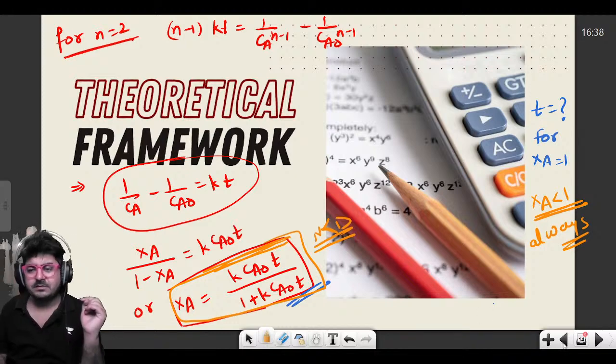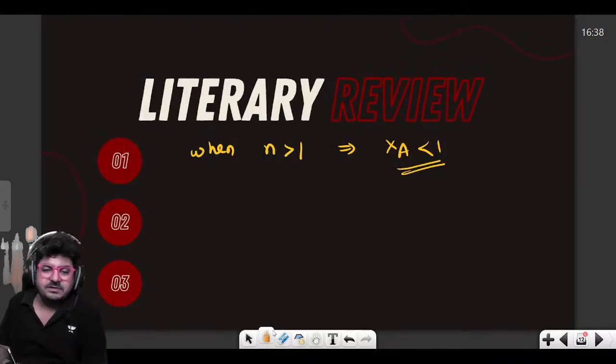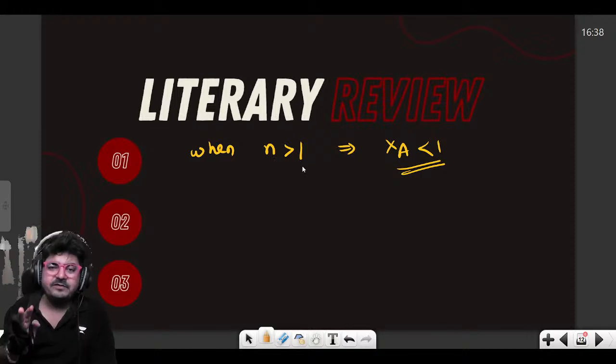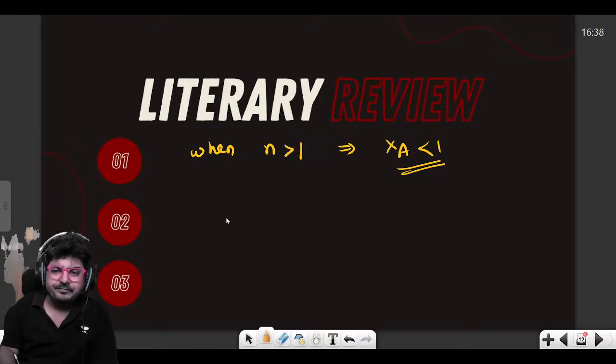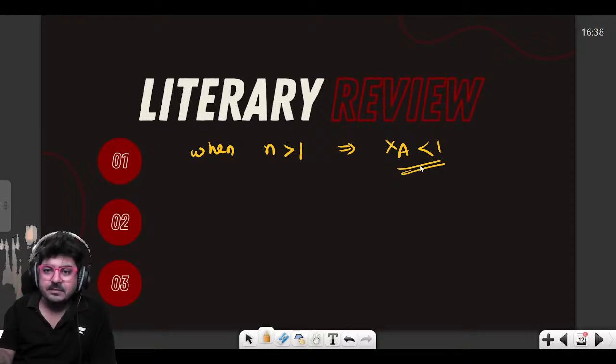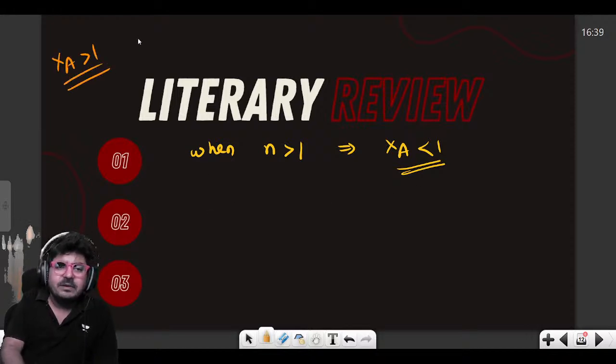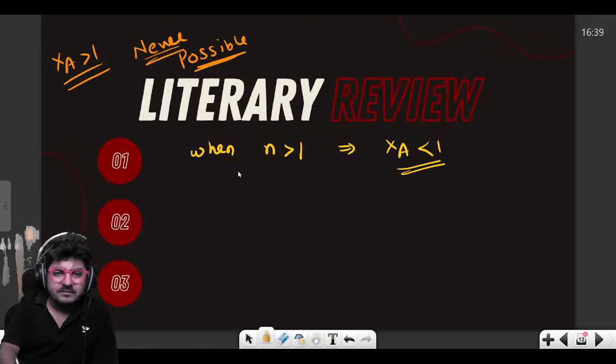So this is a fact. That's what I'm saying. When order of reaction is greater than 1, be it 1.5, 1.1, 2, 3, 7, whatever, Xa will always be less than 1. Okay? और आई शुड से Xa की मैक्सिमम वैल्यू कभी भी 1 या उससे ज़्यादा पॉसिबल ही नहीं है. एंड यू नो X से ग्रेटर देन 1 तो कभी भी पॉसिबल नहीं है, नेवर पॉसिबल. We have seen that already in the first session, first part.